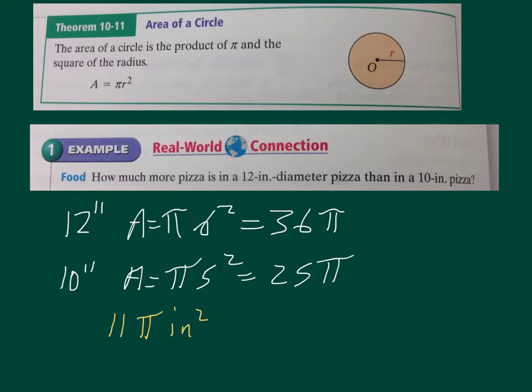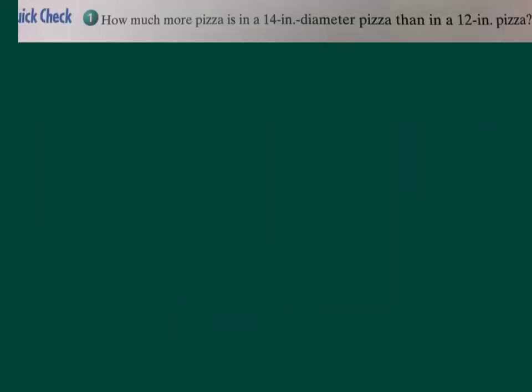So you almost get another half a pizza just by increasing the radius by 1 inch. And if you plug this into a calculator, you're going to see you get 34.56 square inches more in a 12-inch pizza than a 10-inch pizza. All right, quick check number 1 says how much more pizza is in a 14-inch pizza than in a 12-inch pizza. Please pause the video while you try to figure this out.